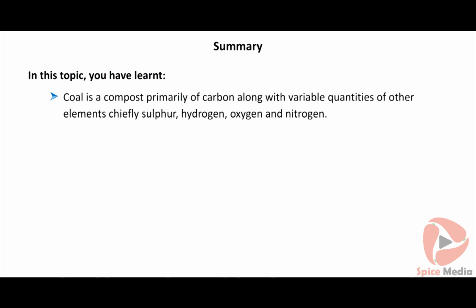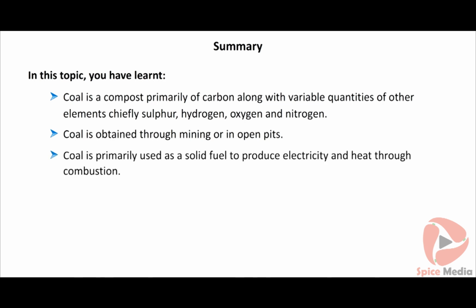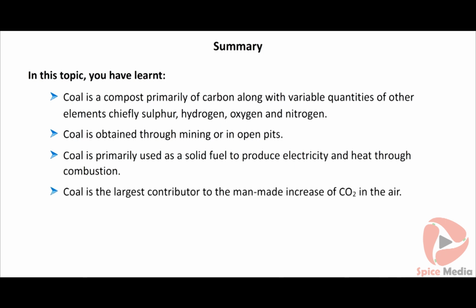In this topic, you have learnt coal is a compound primarily of carbon along with variable quantities of other elements, chiefly sulfur, hydrogen, oxygen, and nitrogen. Coal is obtained through mining or in open pits. Coal is primarily used as a solid fuel to produce electricity and heat through combustion.